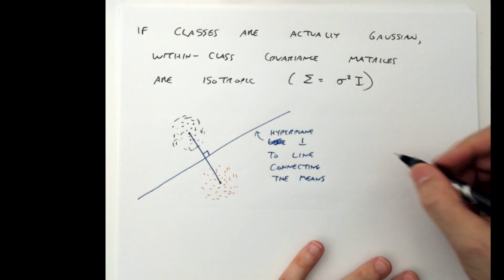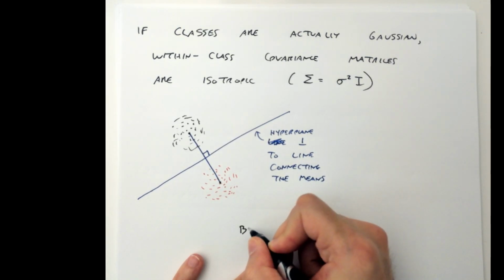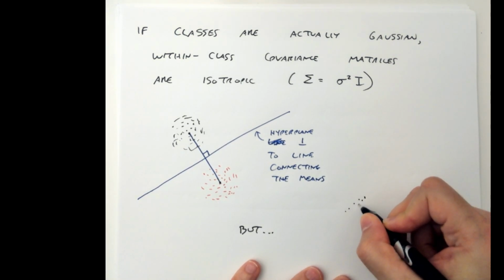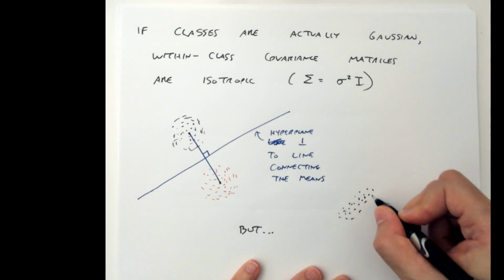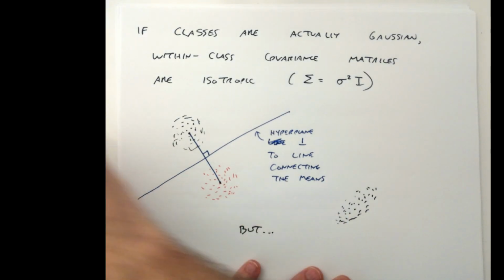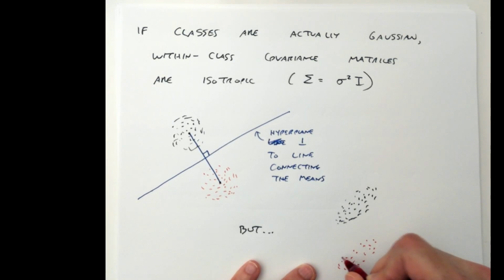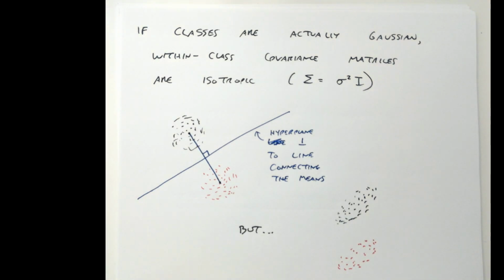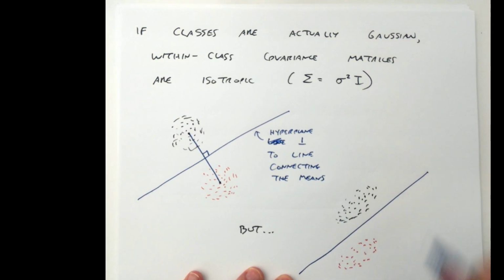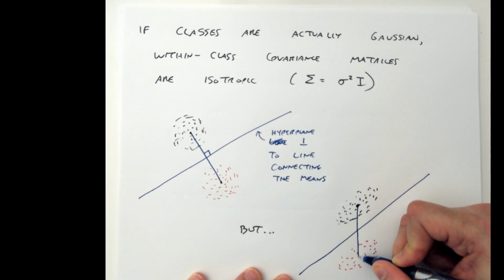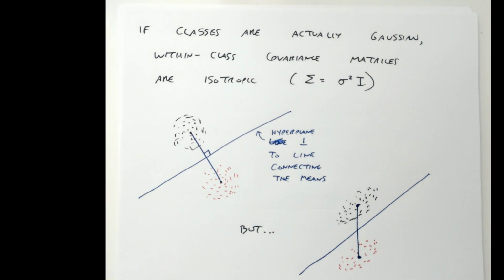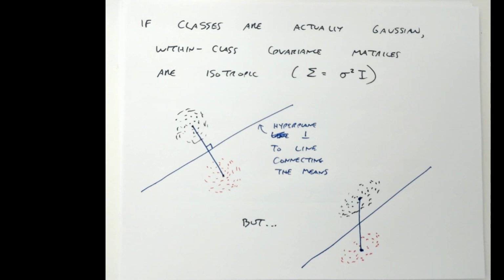So if I had something like this, where class 1 is more elliptical, and class 2 is more elliptical, again, it's pretty clear that a dividing line like this would be good, but that line is not perpendicular to the line connecting the means, right? So for this to be true, you have to have these isotropic circular covariance matrices. Okay.